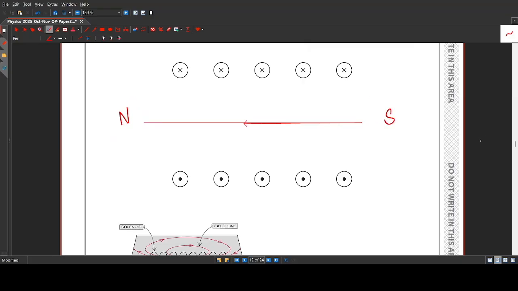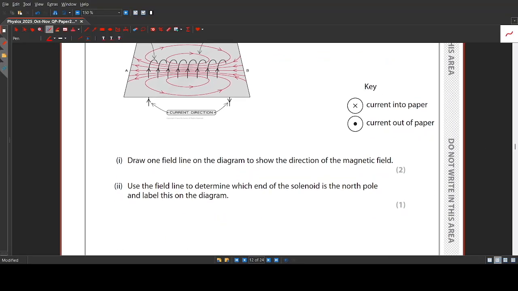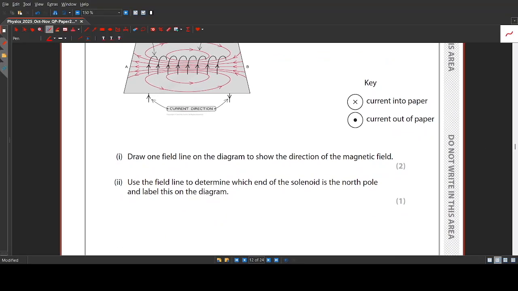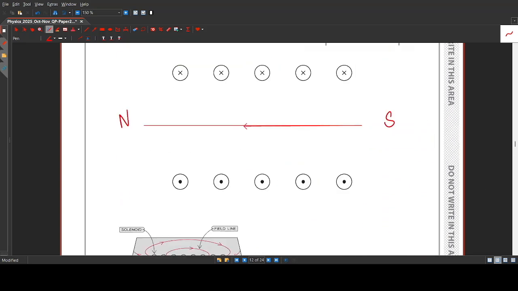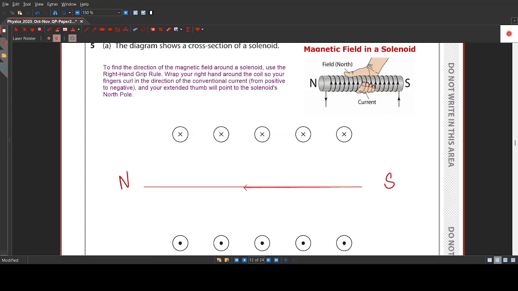And we know that the magnetic field direction is always towards the north pole, and always away from the south pole. All right. Use the field line to determine which end of the solenoid is the north pole and label this on the diagram. Since the magnetic field line is directed in this direction, and magnetic field lines are always directed towards the north pole and away from the south pole, this one will be the north pole and this one will be the south pole.